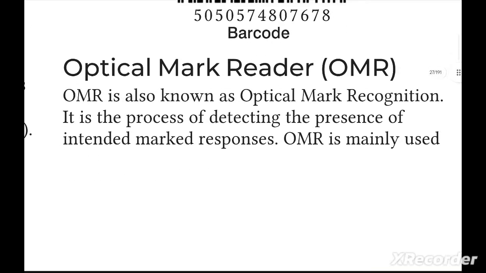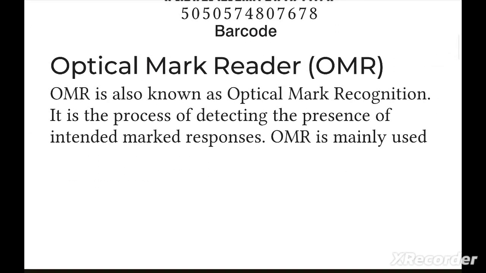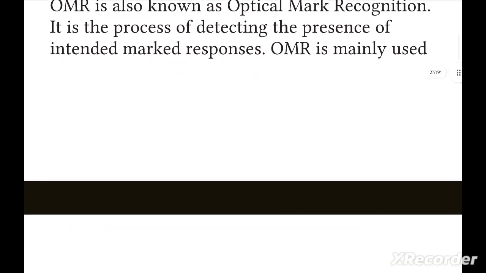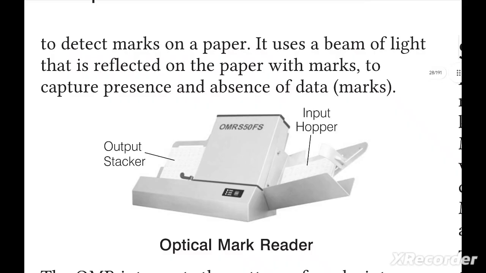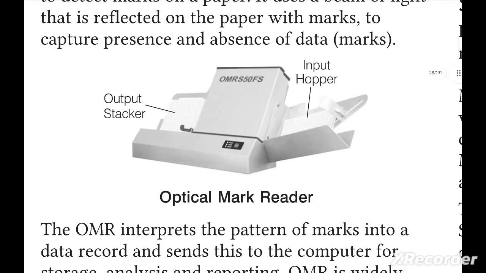Next, optical mark reader, OMR. OMR, optical mark reader, is also known as optical mark recognition. It is the process of detecting the presence of intended marked responses. OMR is mainly used to detect marks on a paper. It uses a beam of light that is reflected on the paper with marks to capture presence and absence of data marks.